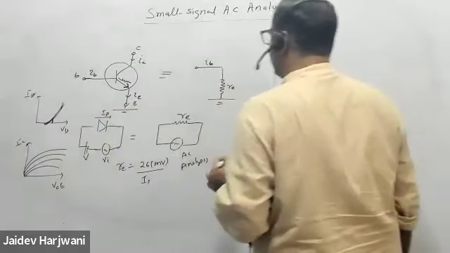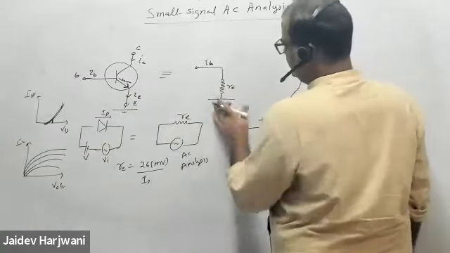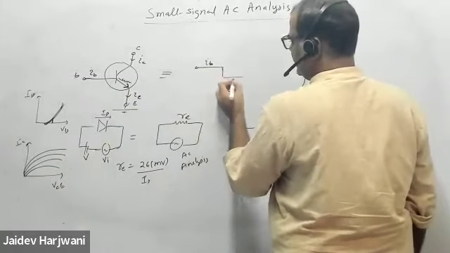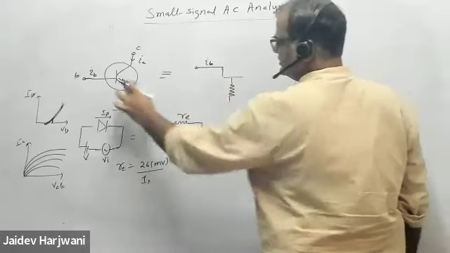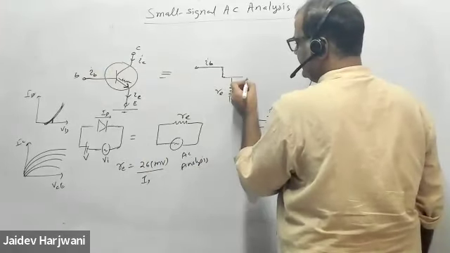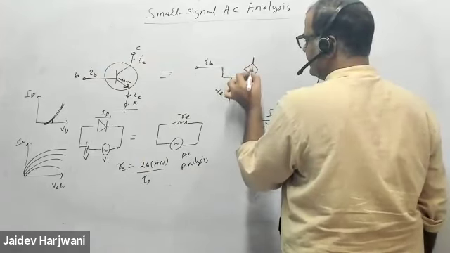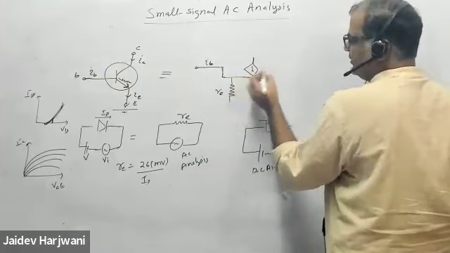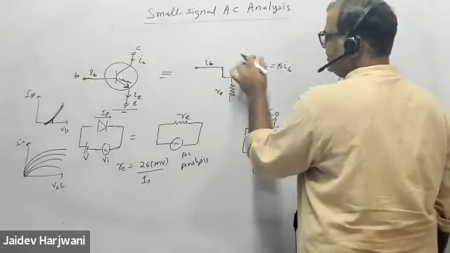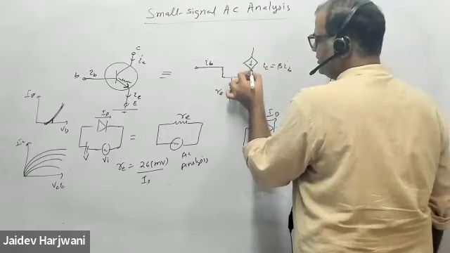So the output terminal I have to replace by, say, this, just to make it simple. I will make it like this for your understanding. This is your RE, which is common between input and output. So I will put it common like this. I'll put this RE, and here a current is coming, beta IB. IC is equal to beta IB. This current is coming here. This is a diamond shape current source.